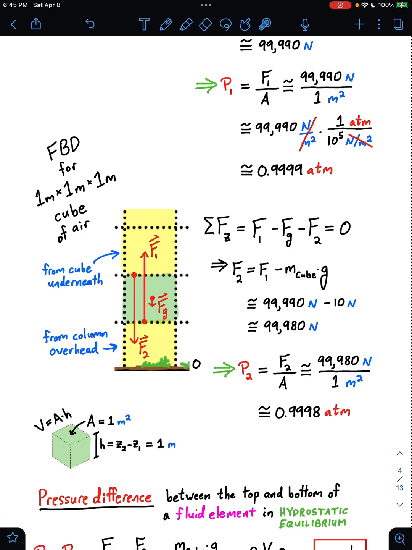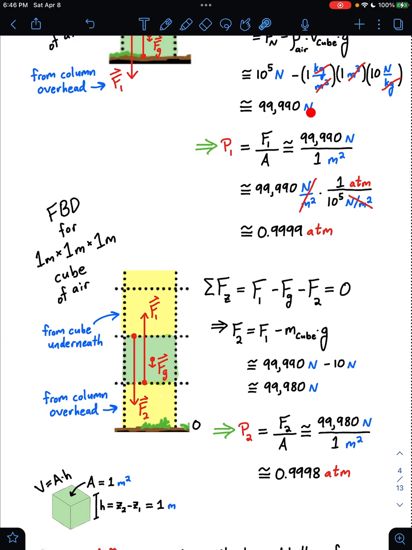Let's go a little higher up. So now the FBD for this 1 cubic meter of air right here on top of the bottommost cube. So the net force on it will also be 0. It has its own weight here. And then F1, we just calculated this, this many newtons right there. If that's the force that this column was exerting on the bottommost cube, then by Newton's third law, that bottommost cube is exerting that same size force upwards on the base of the column. So the force from the bottommost block onto this green block, that upward force F1, is that same 99,990 newtons.